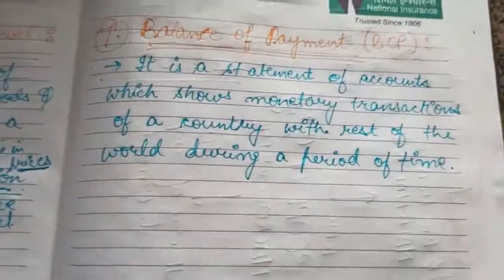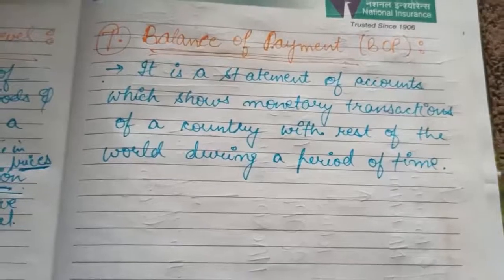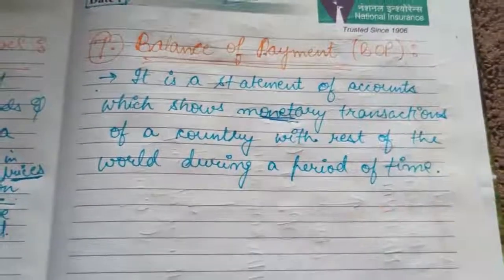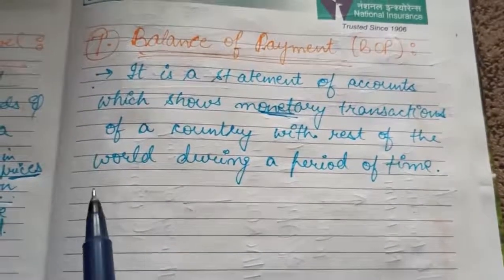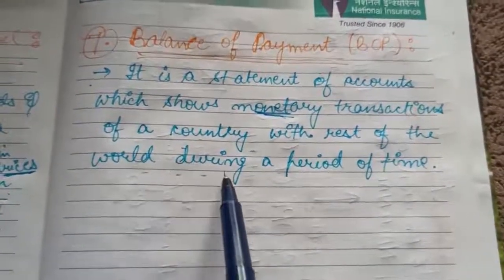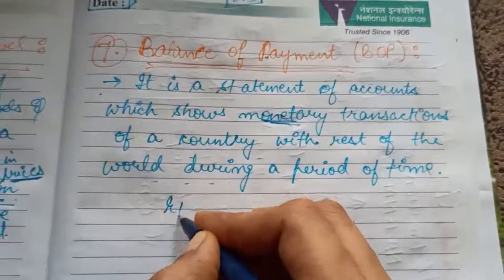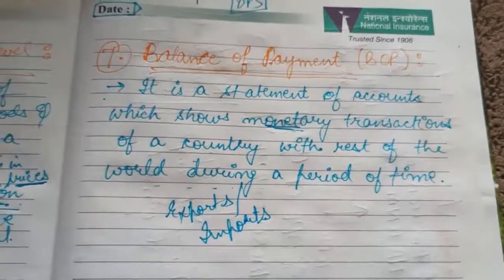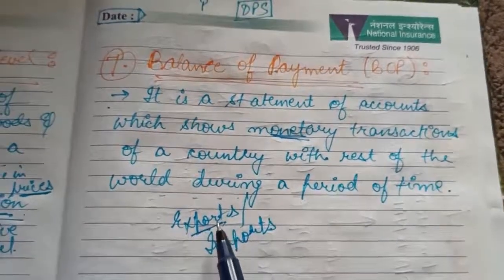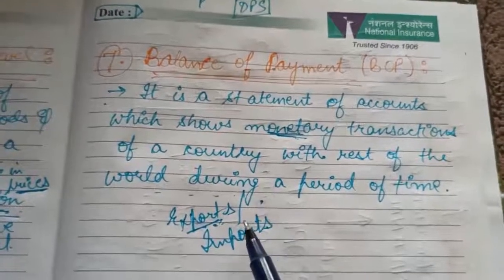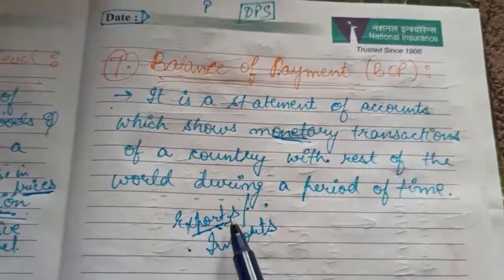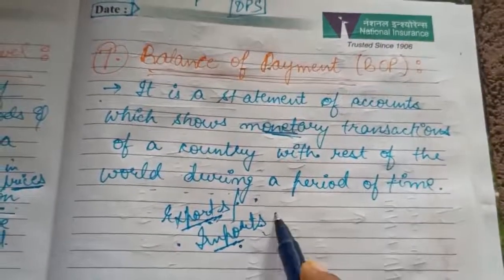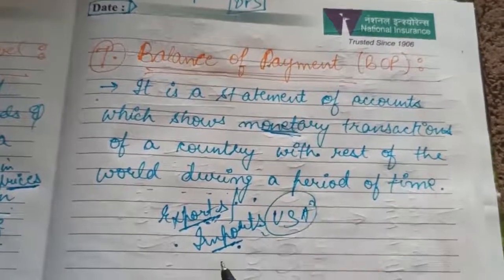Now here comes the last point, that is balance of payments or BOP. Now what is that? It is a statement of accounts which shows monetary transactions. Now firstly, what are monetary transactions? The transactions which are related to money, clear, of a country with the rest of the world during a period of time. As we know that we conduct exports or imports. Now what are exports? Exports are when we export the goods of our country to another country, or when we sell the goods from one country to another country. Now what are imports? When our country, for example India, is importing or purchasing some goods from another foreign country, let's say from USA. Clear? That will be imports.